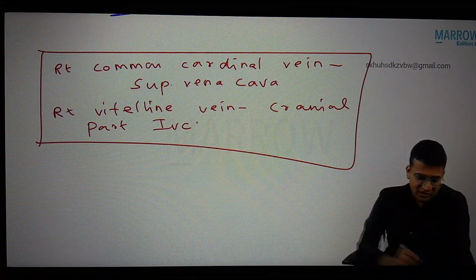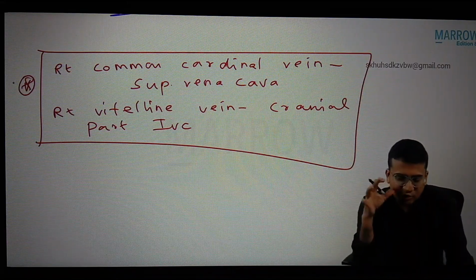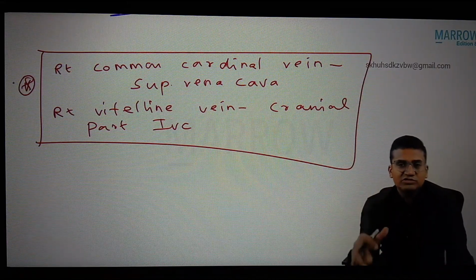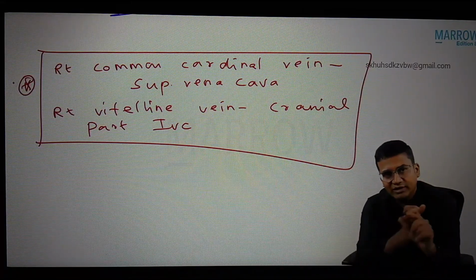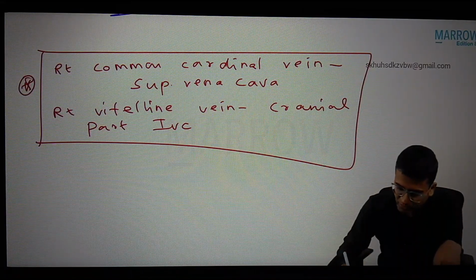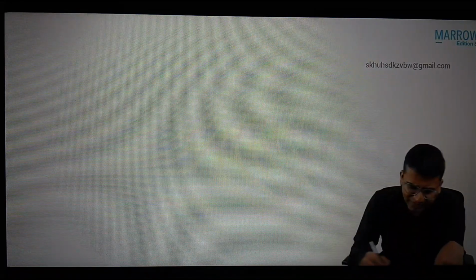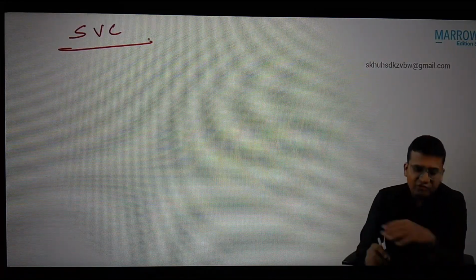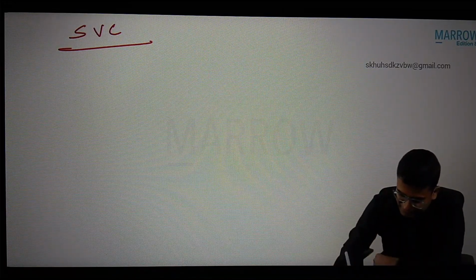Right. Now, these are some basics you have to know about the embryonic veins. From these basics, we're going to see the formation of superior vena cava, inferior vena cava, and the portal vein. Okay. Right. Now, we draw one by one. First, we're going to see development of superior vena cava. Superior vena cava formation we're going to write. Okay. Right. Now, see the diagram.